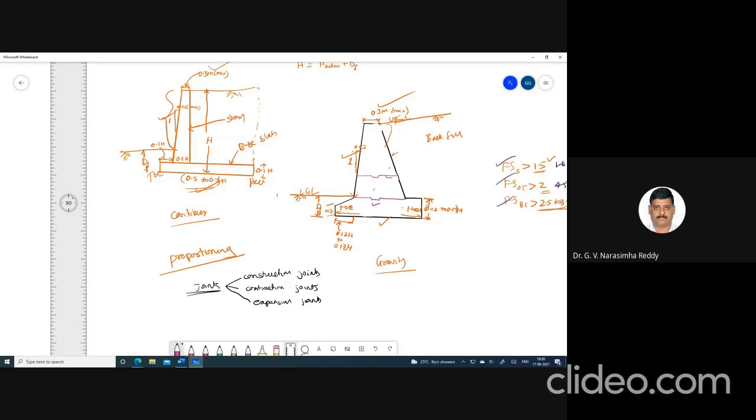You can also provide even 2 or 3. It all depends on the dimensions of this. Next day you will start constructing like this. So this is called a construction joint, and generally we will call this a key.